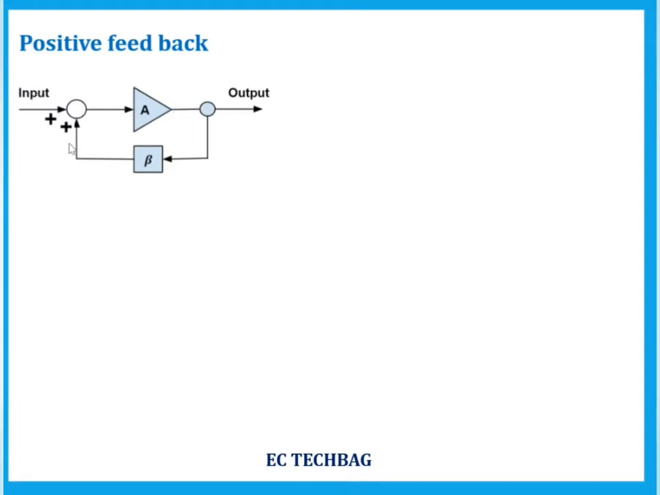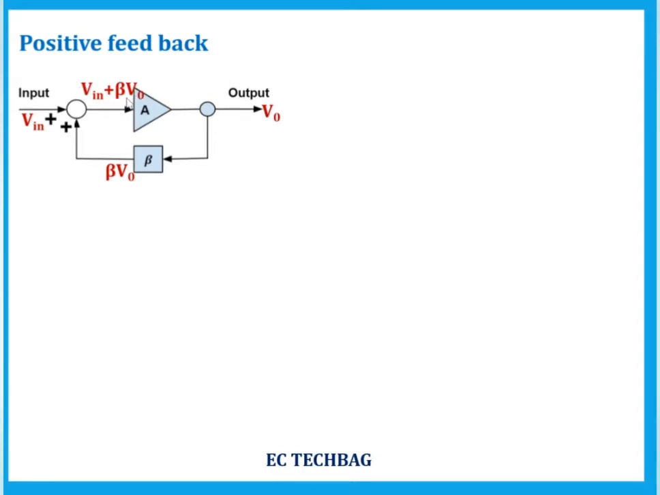This is a circuit. Your input is Vin, output is V0. The feedback factor is beta. So beta times V0 is fed back to input. So in feedback we have beta V0. Beta times V0 is fed back to the input, and it is a positive feedback, so it gets added with the input. So here you get Vin plus beta V0.